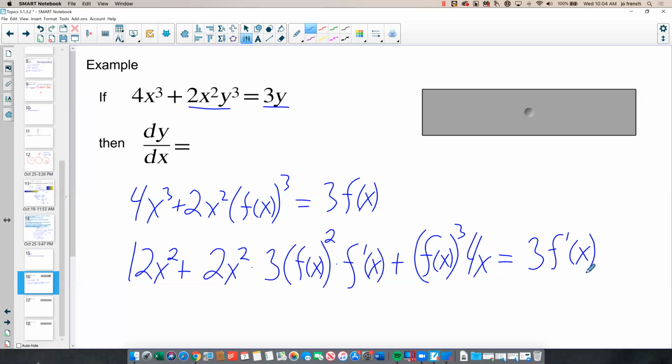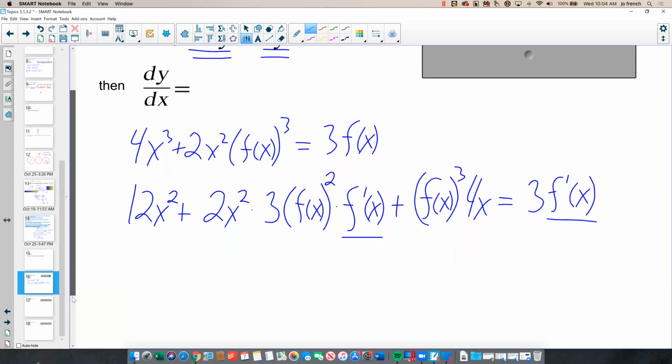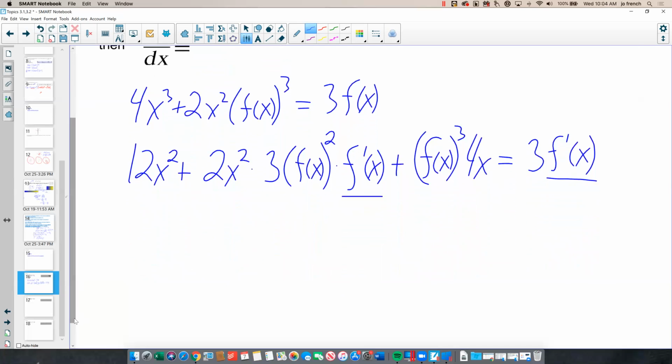So here's where I go back and I check. I had two terms with y's in my original expression, and I have two derivatives of f of x or y, f prime. All right, now the same steps to find my derivative that I will always have in an implicit differentiation. I'm going to group my f prime or y prime terms on the left side.